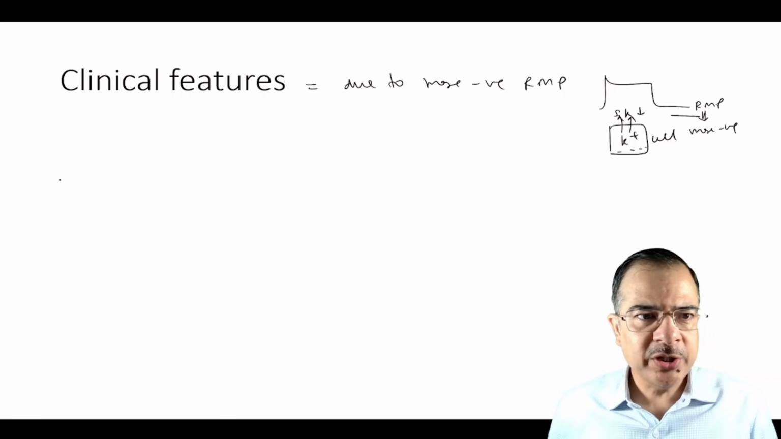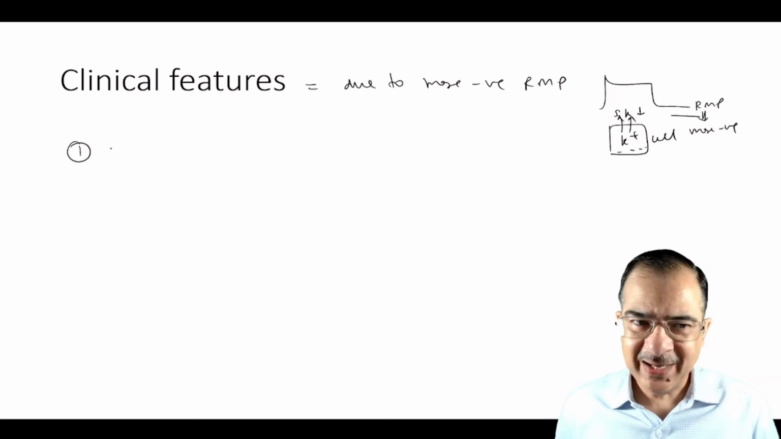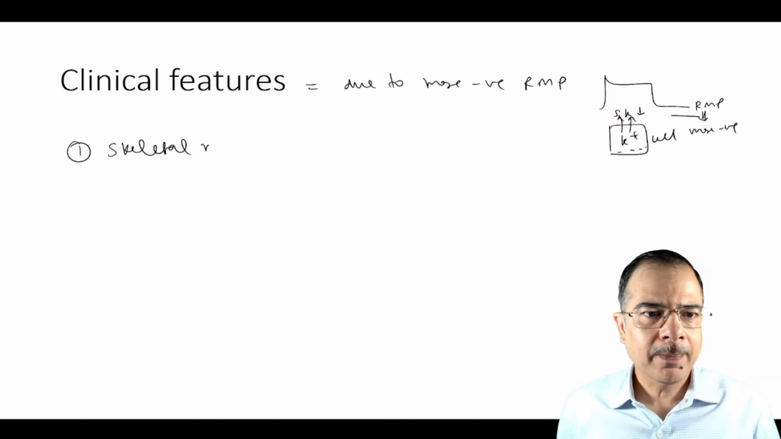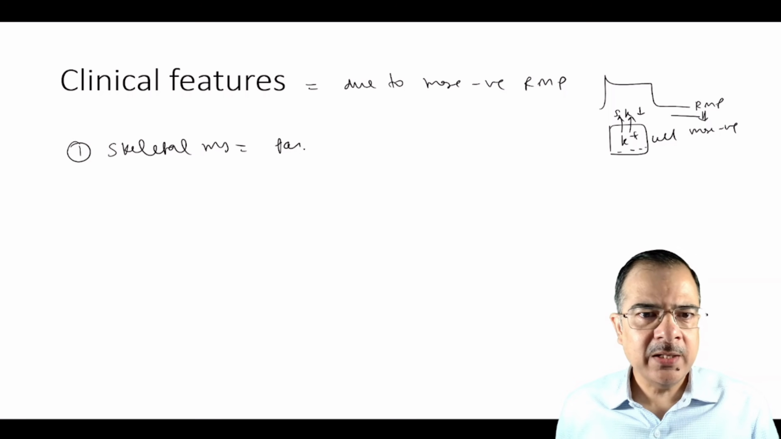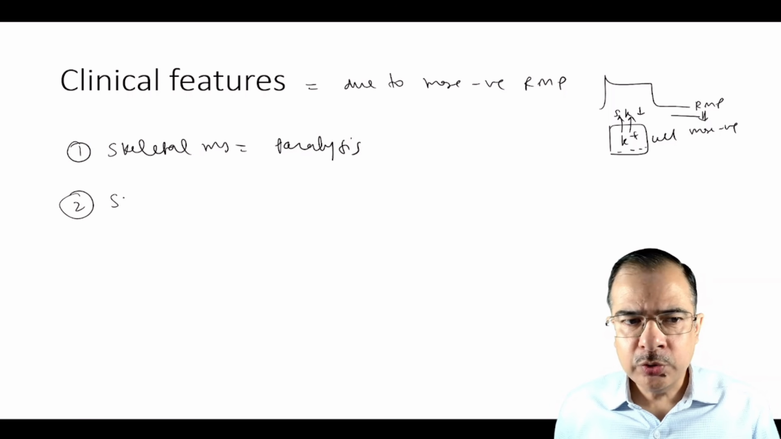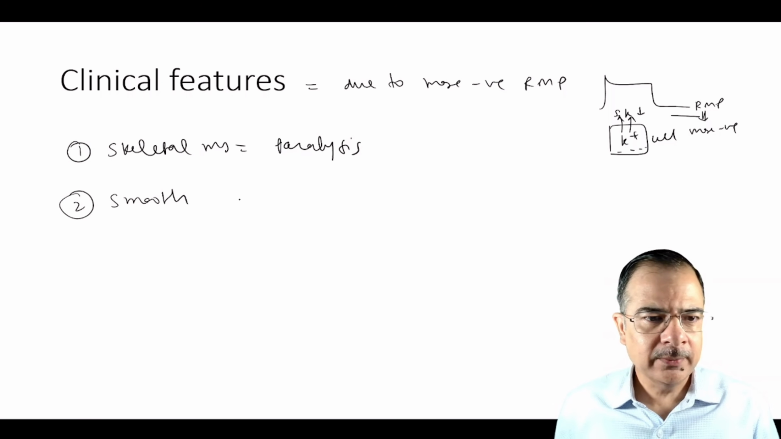So the clinical features will involve all muscles, whether it is skeletal muscle, where paralysis can occur, like hypokalemic periodic paralysis, or the smooth muscles of the intestine.